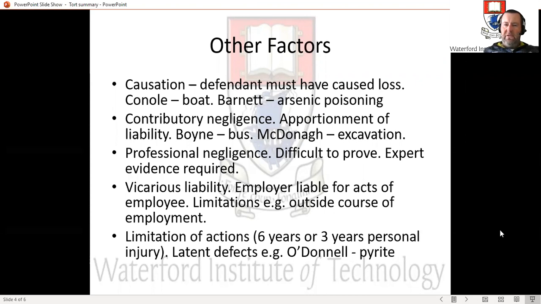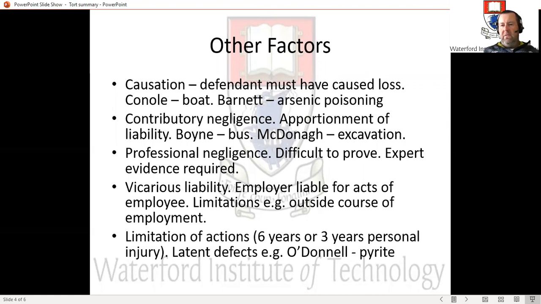So another thing is the limitation of actions. In general, for simple contracts and for torts, your claim has to be made within 6 years. For personal injuries, it's set out in the Statute of Limitations as amended as 3 years. And one of the things you've got to be particularly careful of are what are called latent defects or hidden defects in a building. They may not be obvious at the time the work is done or the contract is completed. So it's said with latent defects that the time only begins to run when the defect manifests itself, which is often described as being when the defect is recoverable or discoverable.